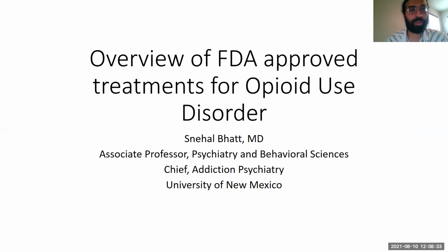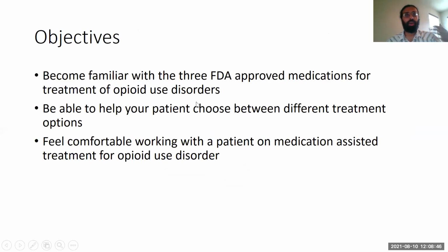So we're going to just provide an overview. It's exactly what it says. It's an overview of our FDA-approved medications for opioid use disorders. So we're going to go right into that. We're going to become familiar with the 3 FDA-approved medications for the treatment of opioid use disorders. And really, I want to talk about how you help your patient choose between these treatment options.